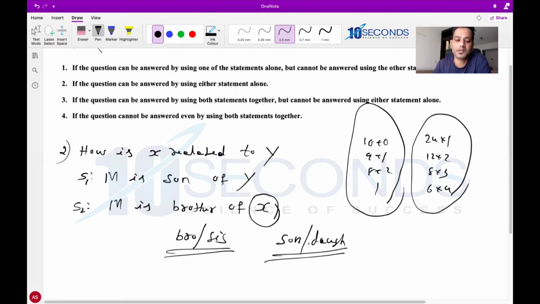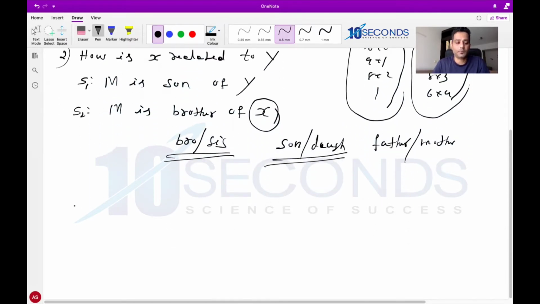So, can the question be answered? No. How is Y related to X? Either father or mother. So can the question be answered? No, the question cannot be answered. Again, question number 2, fourth option: question cannot be answered. Right? So let me take the third one.